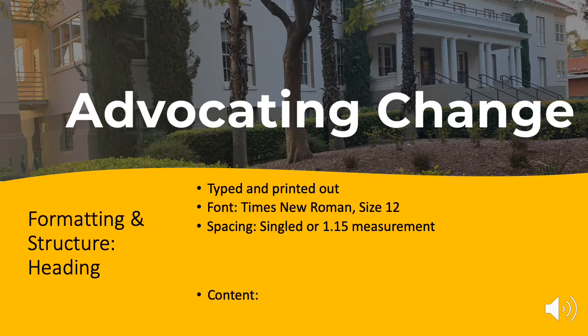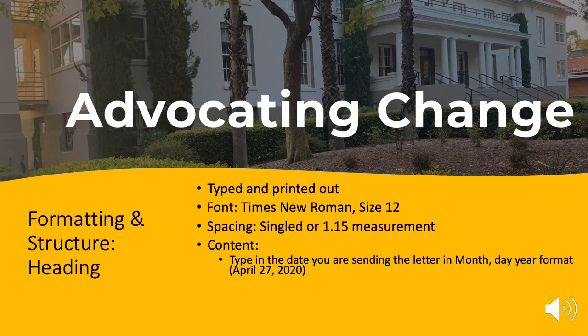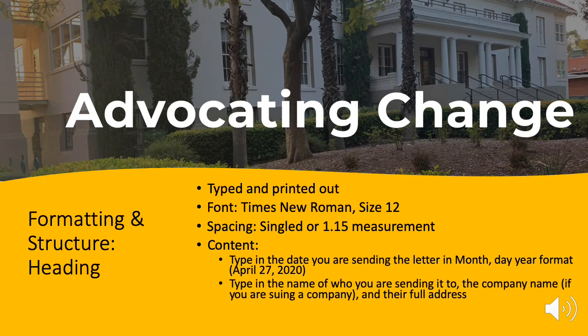The first thing you will type is the date you are sending this letter. As shown in the PowerPoint, the format should be month, day, then year. Then skip a line and on the next line, type in the name of who you are sending it to, the company name if you are suing a company, and their full address as well. You may send this letter either to the person or persons you are directly suing or their attorney if you happen to know their information.